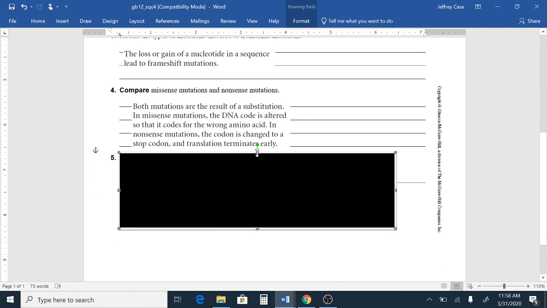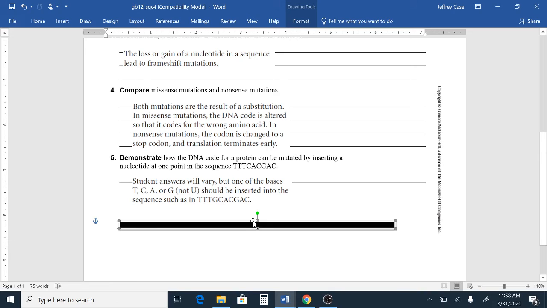And lastly, number 5. Demonstrate how the DNA code for a protein can be mutated by inserting a nucleotide at one point in the sequence TTT, CAG, GAC. Now, of course, it didn't really specify which or where.